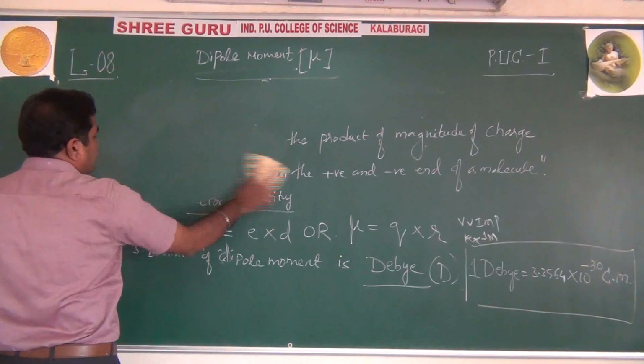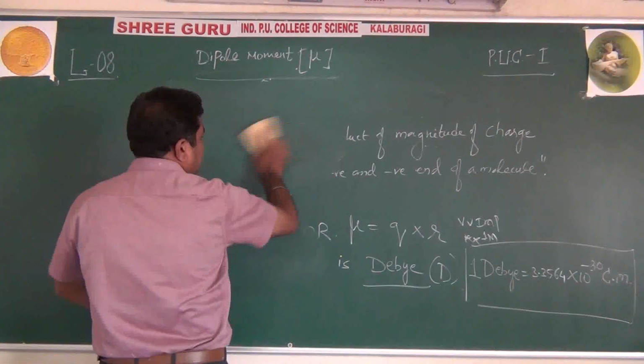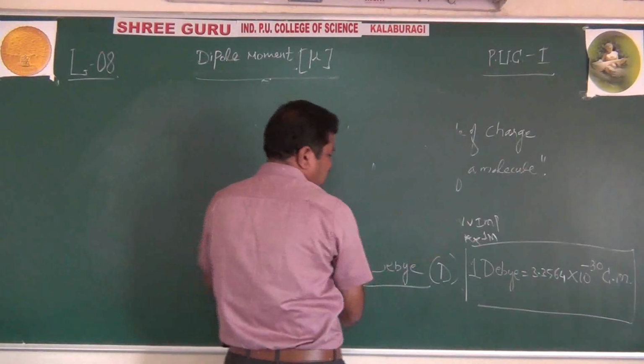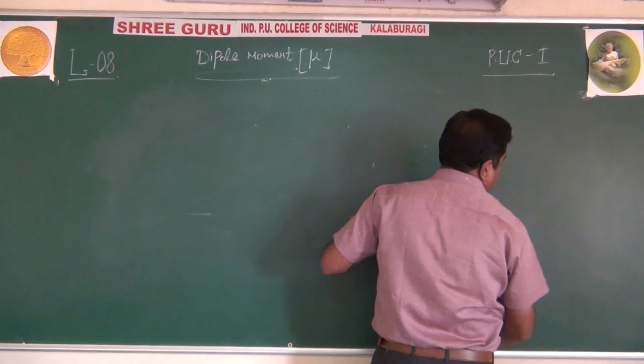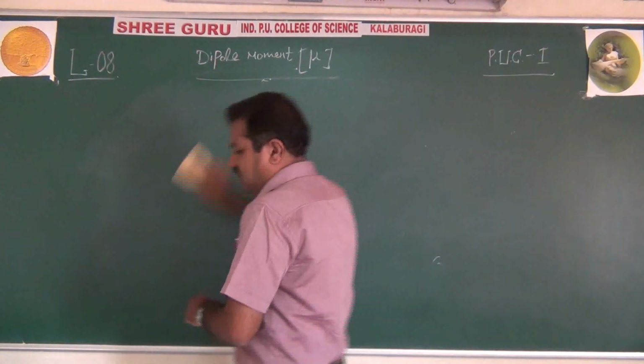This is the first definition and information. Now let us see the application of this dipole moment. It is used to determine the polarity of an unknown molecule. How? Let us see the examples.